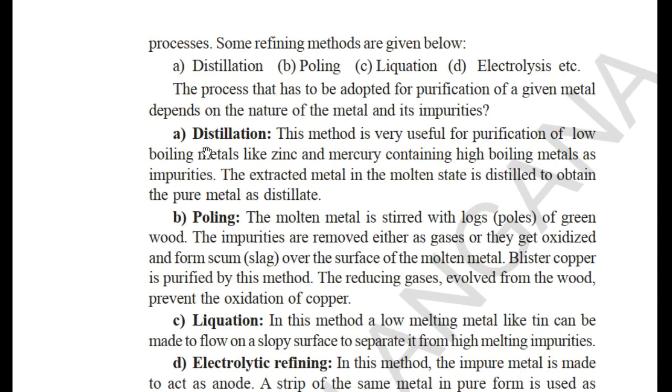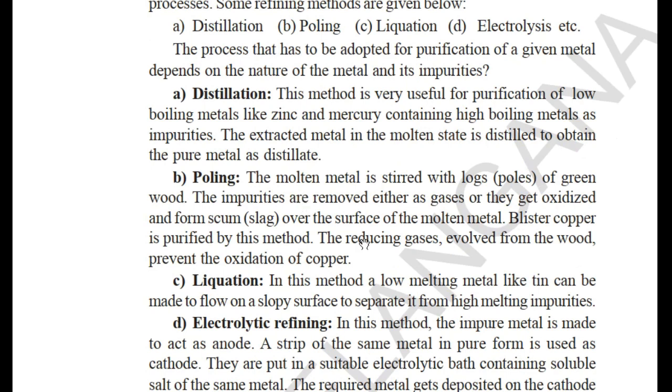Distillation is a very easy process. The metals which have a low melting point, like zinc and mercury, containing high boiling metal impurities, are extracted in the molten state, and the distillation process is used to obtain them. Next, poling. So poling the molten.